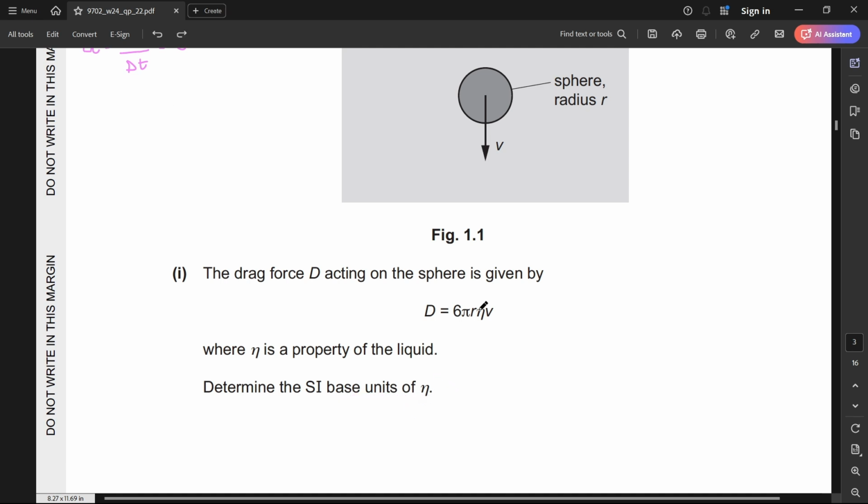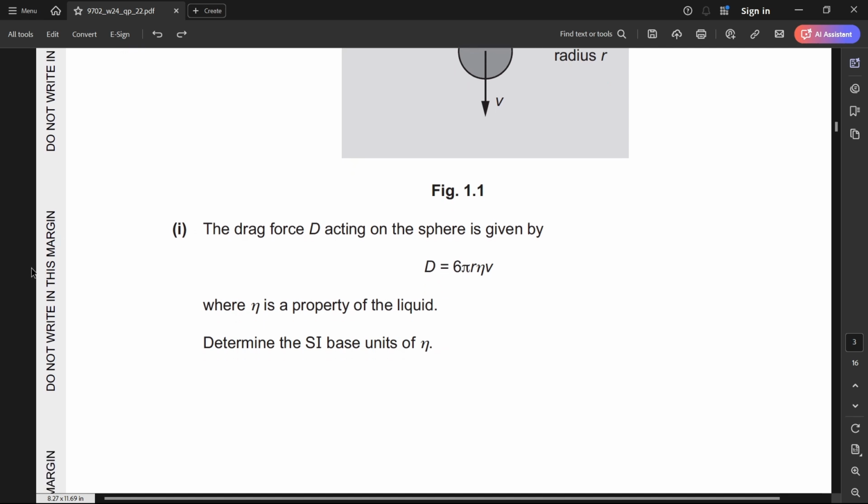To get this done, we first need to rearrange this equation and make n the subject of the formula. And for that, I'll change my color and I'll say that n is equal to D over 6 pi r v.